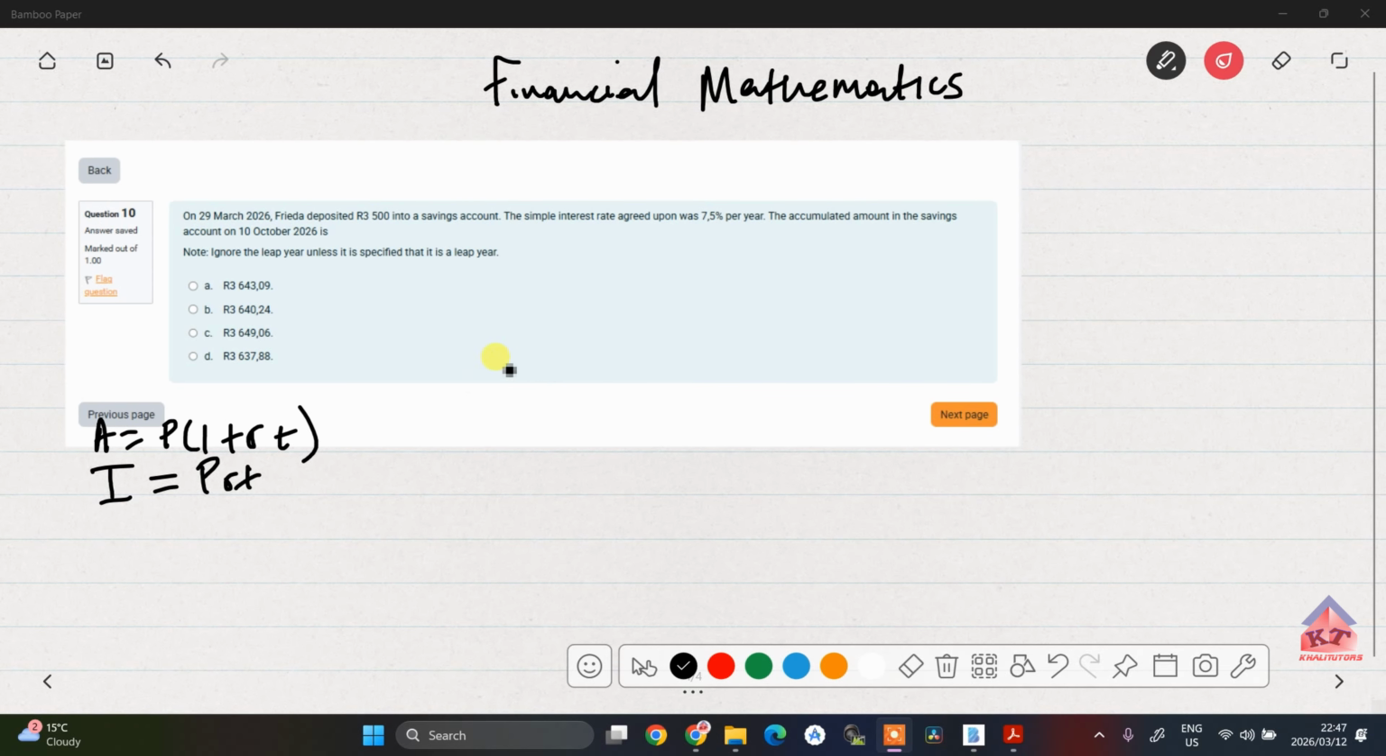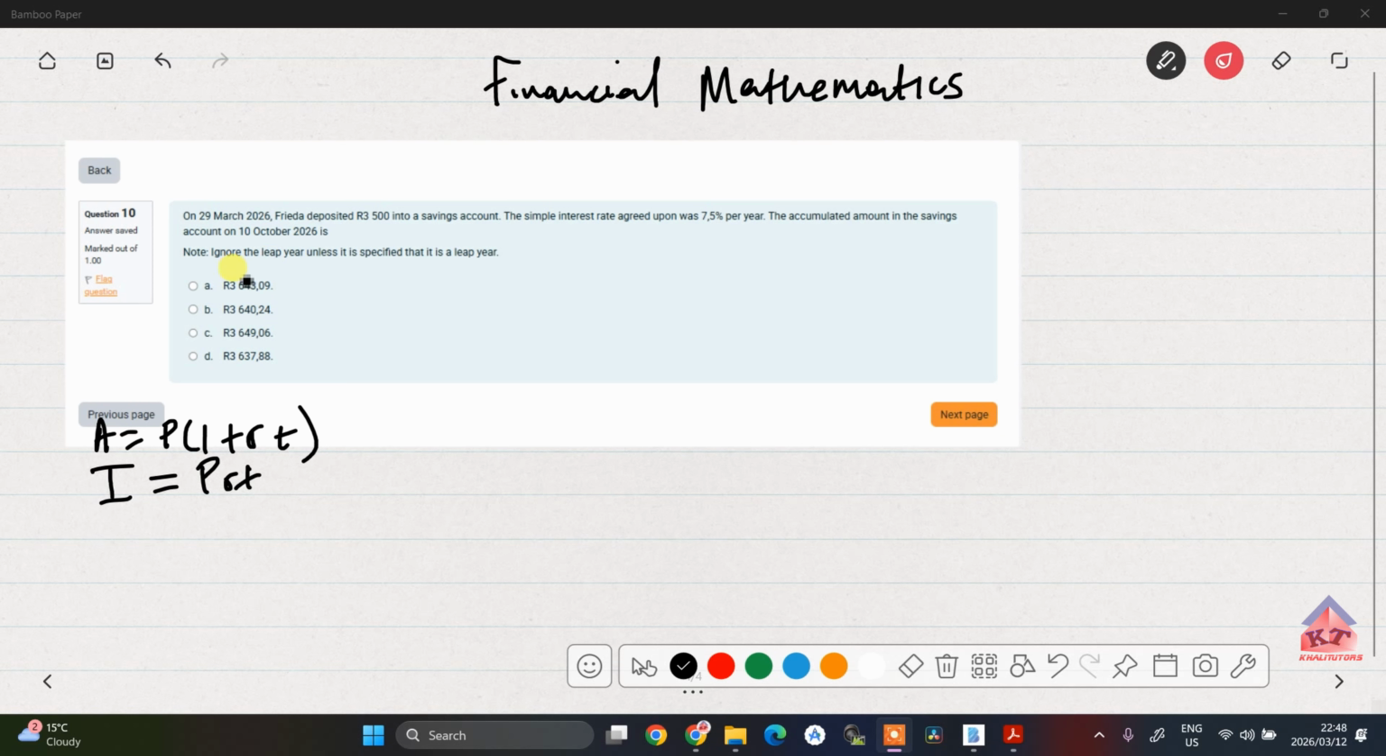So let us look at the next question. It reads as follows. On 21 March 2026, Frida deposited 3,500 into a savings account. The simple interest rate agreed upon was 7.5% per year. The accumulated amount in the savings account on 10 October 2026 is, and then they provided us with this.